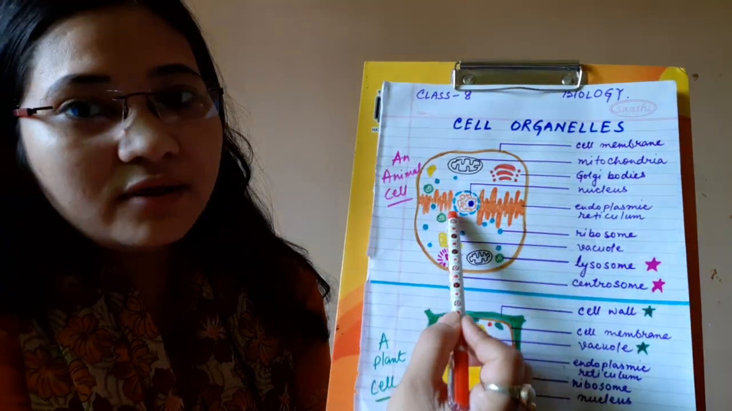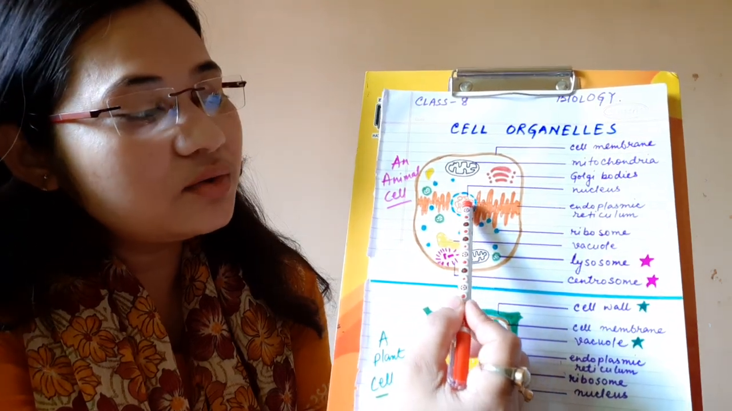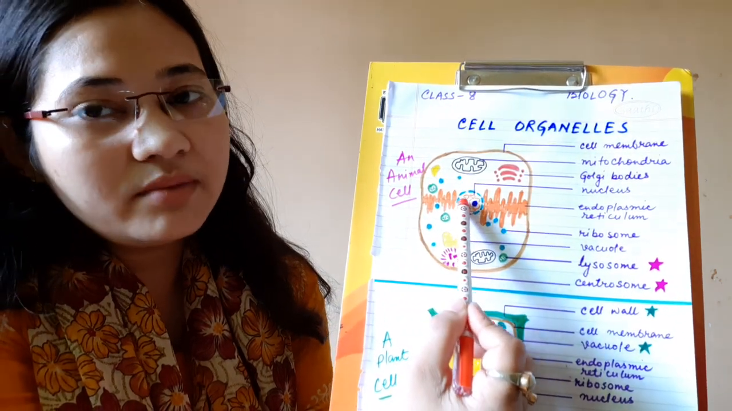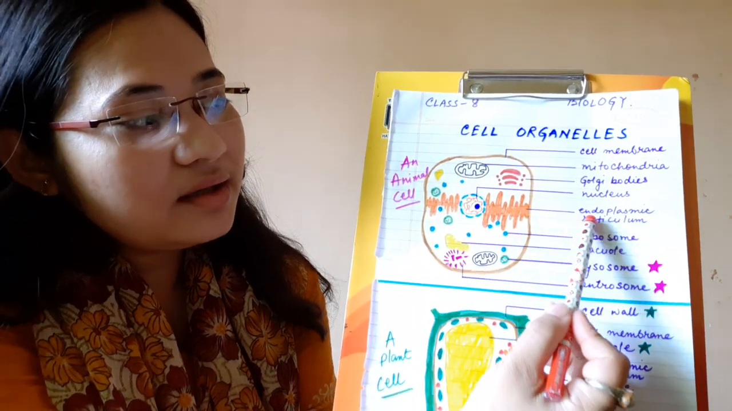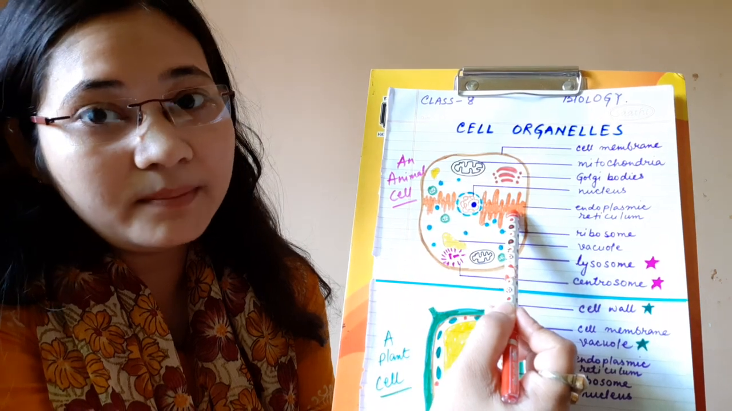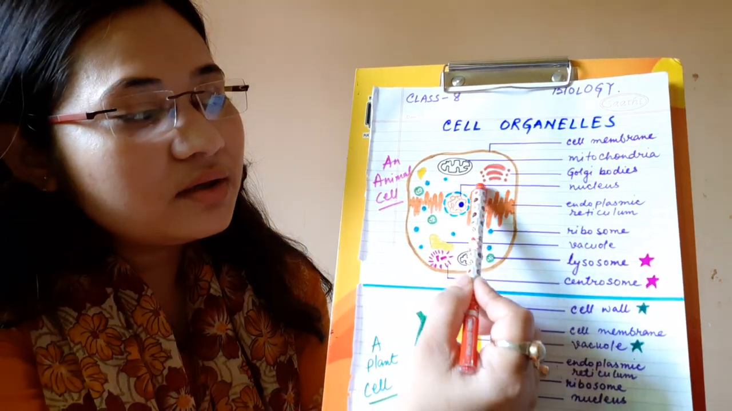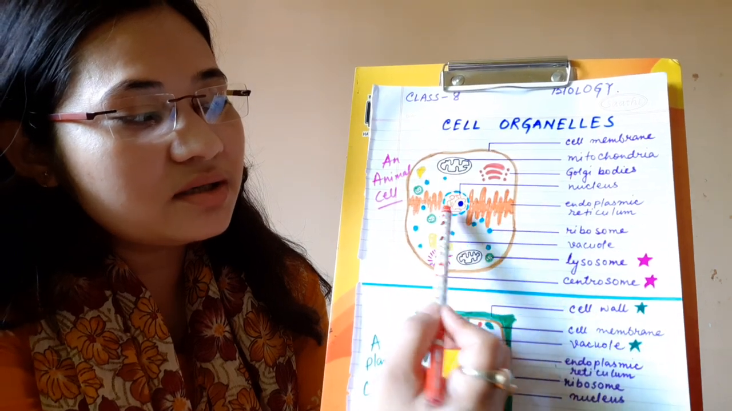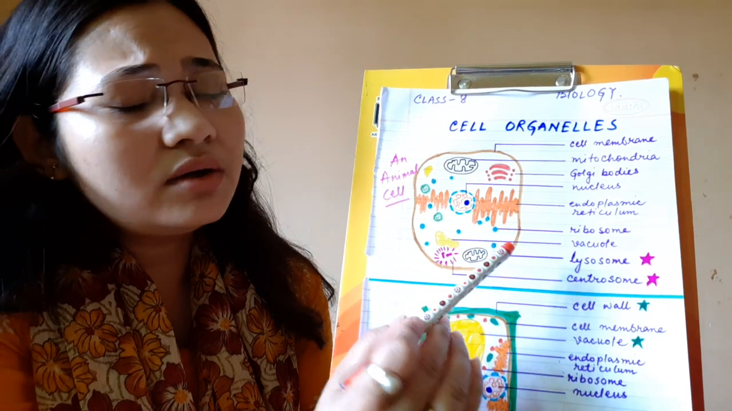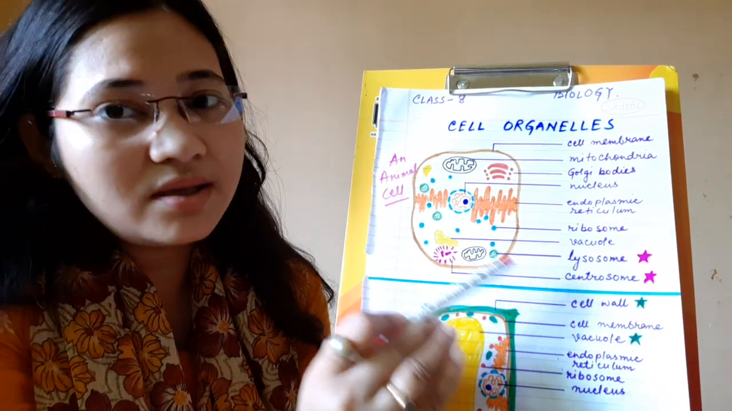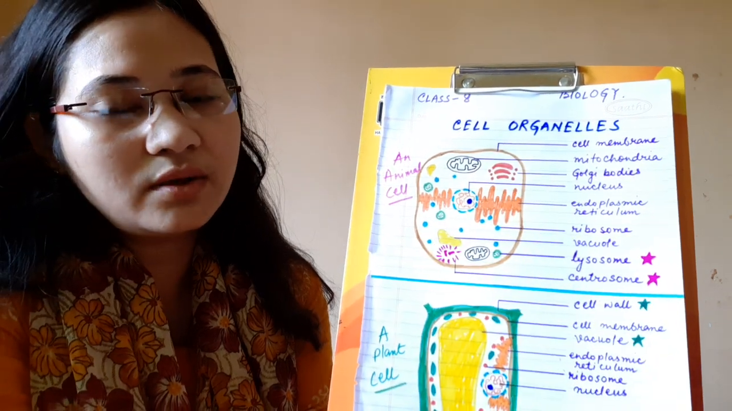As you know, every living cell has a nucleus in it. This is the nucleolus and these are the chromatin fibers which are present inside the nucleus. So this is the nucleus. Then comes the endoplasmic reticulum, that is channel-like structures which are present all over the cell cytoplasm. But in order to make the diagram a little bit simple, I have drawn the endoplasmic reticulum only on both sides of the nucleus.